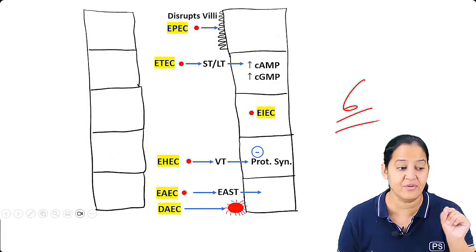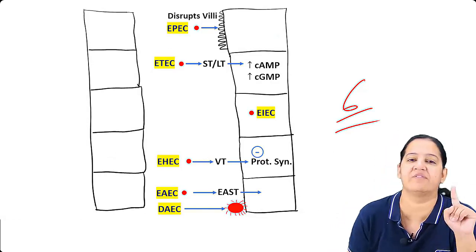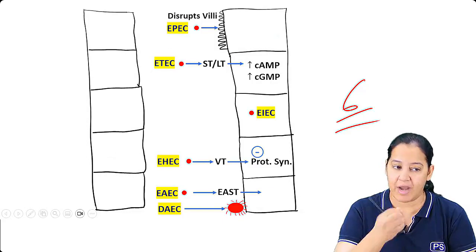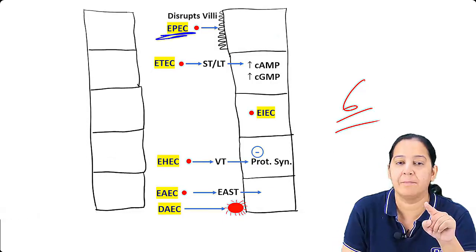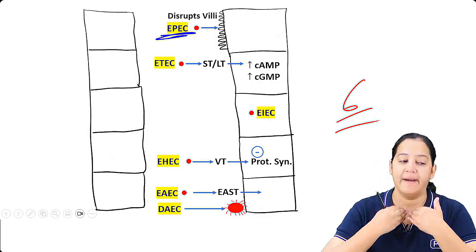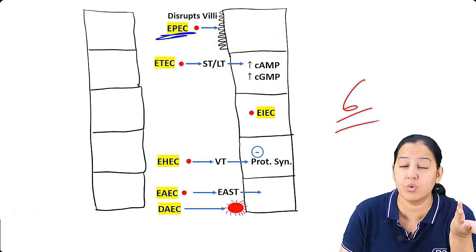The meaning is hidden in the name itself, in one word. So let's start with the first one. Imagine I am the subject. I am eating or drinking something which contains enteropathogenic E. coli. My food or my water contains enteropathogenic E. coli, so it is going inside my intestine. What does it do? How does it cause diarrhea?